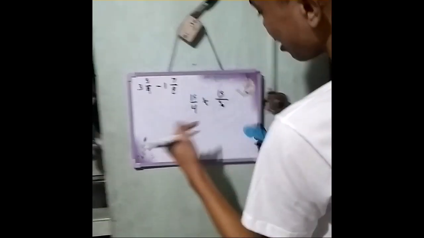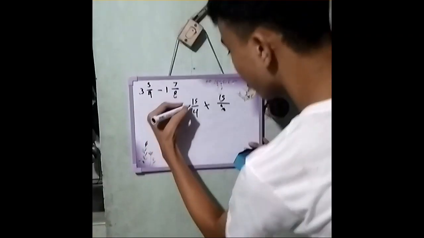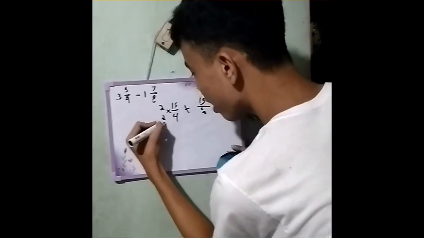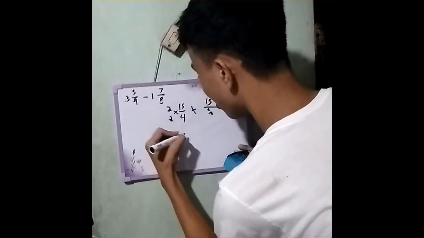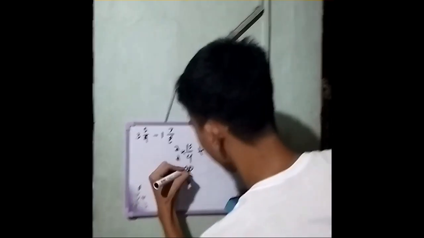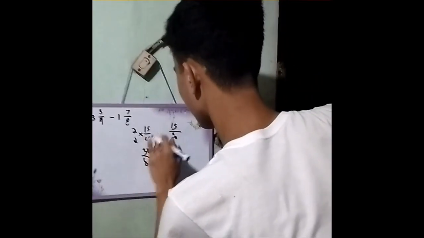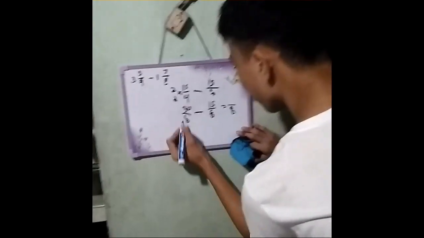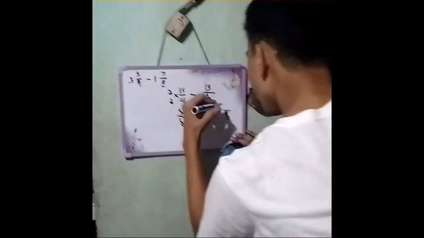Iba yung denominator. So i-times natin ulit itong babaw at itaas. So 2 times 4 is equals to 8, and then 2 times 15 is equals to 30. And we're going to minus 15 over 8. So yung minus na natin. So the answer, denominator is 8, 30 minus 15 is equivalent to 15.